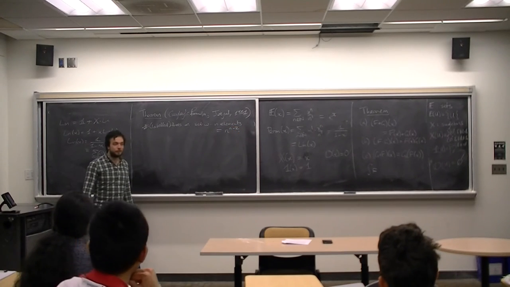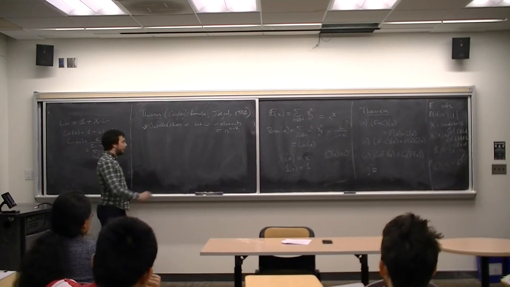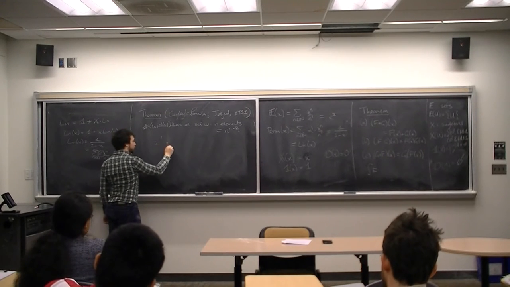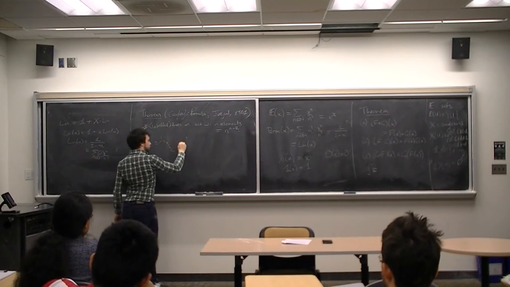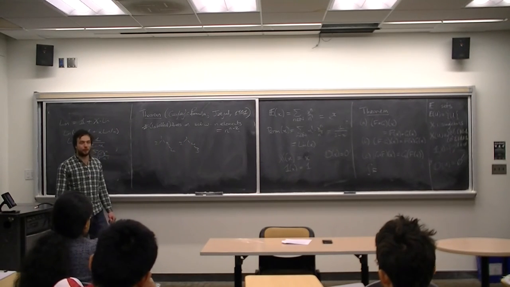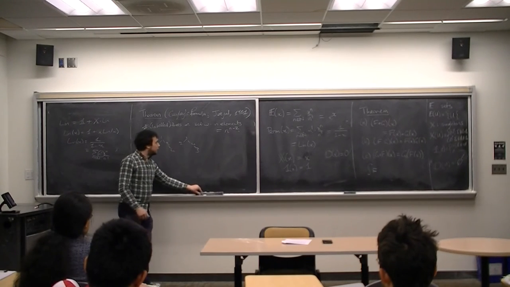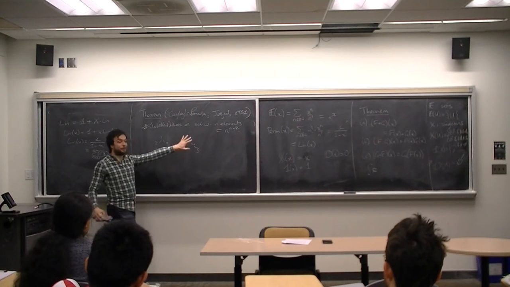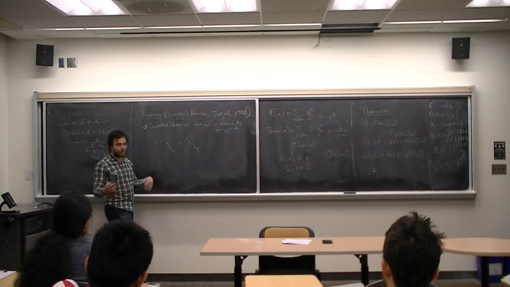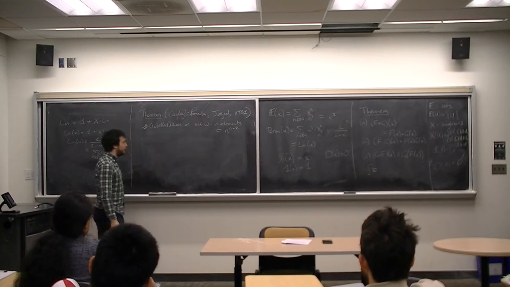Labeled here means that our tree lives on bracket n. What I'm saying is that these are different, whereas if they were unlabeled trees, these would be the same. It doesn't have to live on bracket n, it can be any set with n elements, but by natural isomorphism you can just consider the set with n elements.